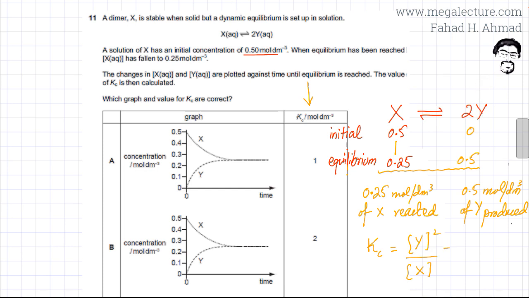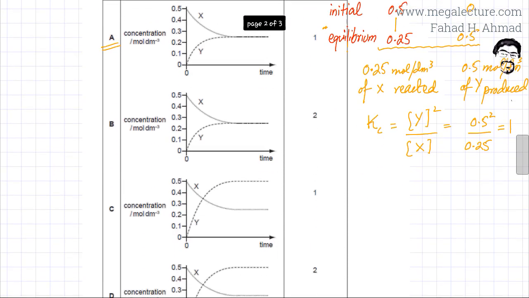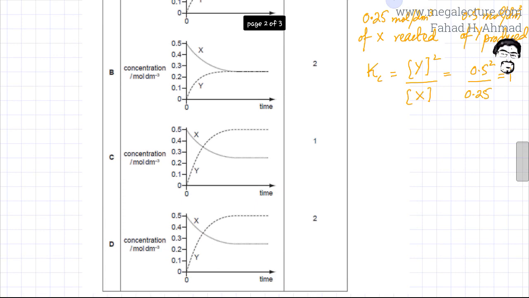I'm going to substitute the values now. So it's going to be 0.5 squared, which is 0.25, divided by 0.25. And the value of Kc that I get is going to be equal to 1. So if you look at all the options, it's either going to be option A, because in A the value of Kc is given as 1. Or if you look at the other option, it could also be C, because the value of Kc over there is also given as 1. So C is also a possible candidate. B and D cannot be correct because in those cases the value of Kc is given as 2. So that's the first part.